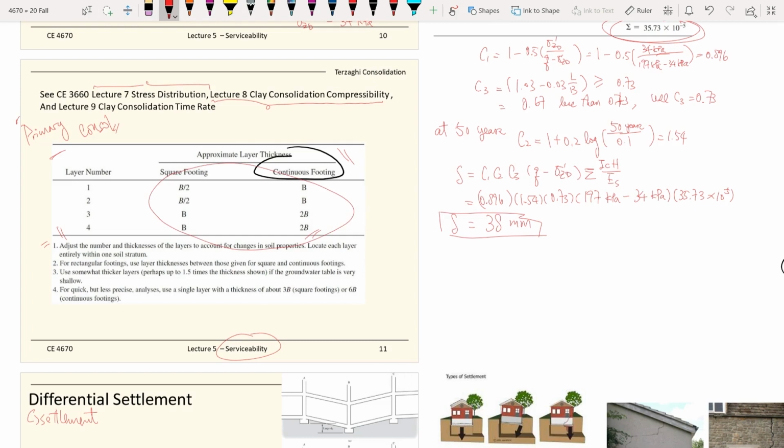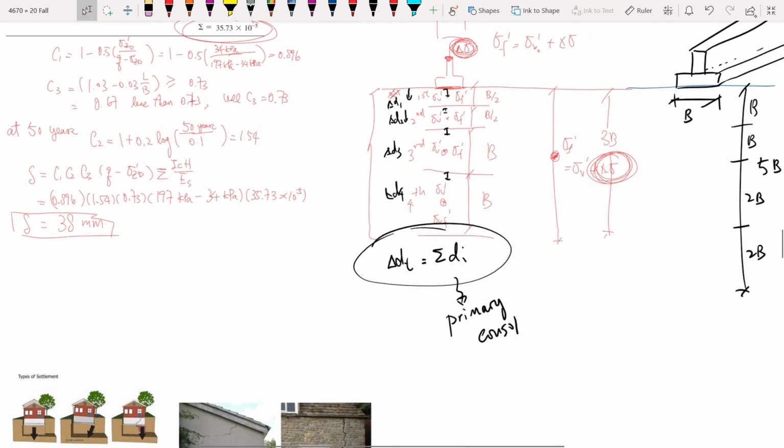And you need to adjust the number of layers and the thickness of the layers to account for the change of the soil properties. Remember at the beginning, I told you I assumed the whole layer here is homogeneous, but if you have different layers of a soil type, like a sand and clay layer, or a silt or sand layer, or dense sand versus loose sand layers, each layer you need to do its own settlement analysis. So if you have highly variable soil profiles, you will likely need to do many layers of analysis.